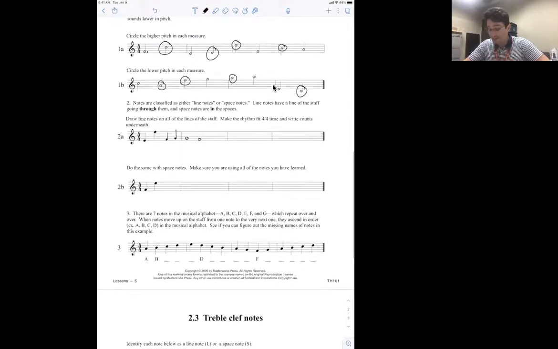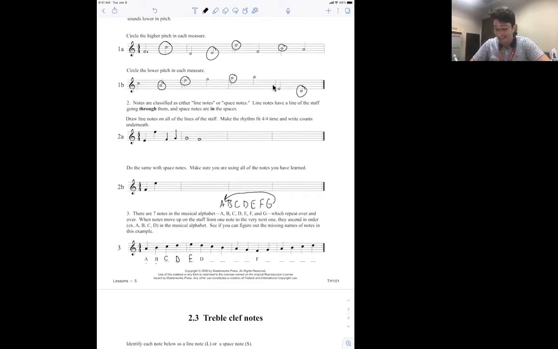So there are 7 notes in the musical alphabet. We talk about this a lot in class. They're A, B, C, D, E, F, and G. And then once we get to G, we start back over at A. So the higher you go, you start on A, and if you continue going higher, it goes up the alphabet. But if you start high, like on G, and the pitch goes down, then you go reverse in the alphabet, like this. So we have A, B, this would be C, D, E.